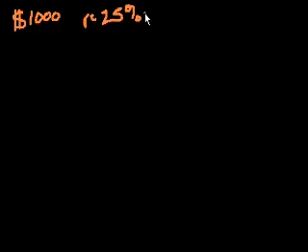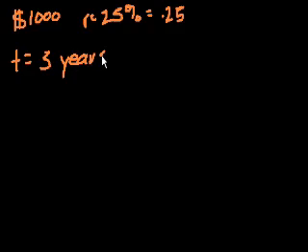Okay, so let's say I borrow $1,000. Let's say that the interest rate is, I don't know, 25%. That's the annual interest rate. Rate is equal to 25%, which is the same thing as 0.25. And let's say I were to borrow it for 3 years. So T is equal to 3 years. And we're going to continuously compound this interest.